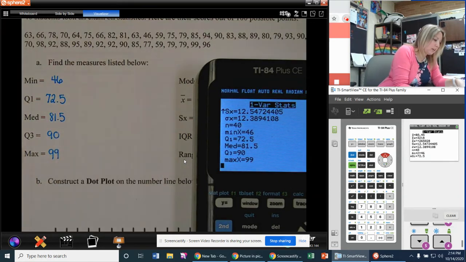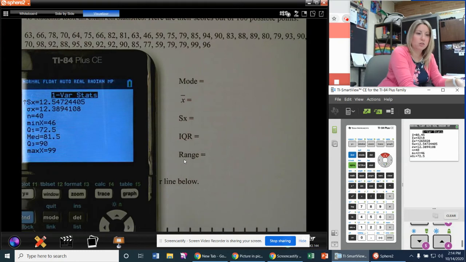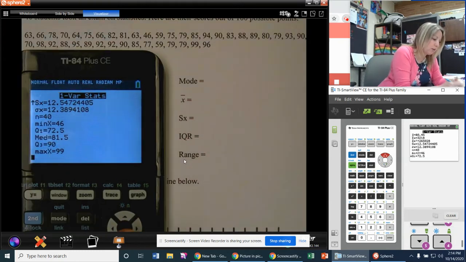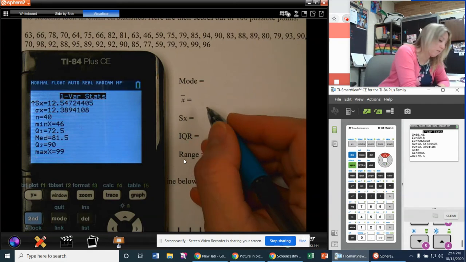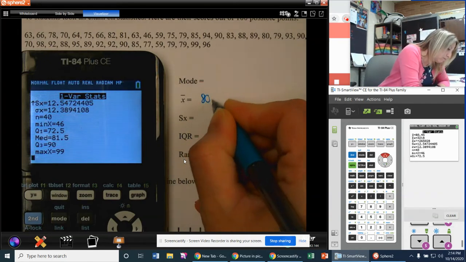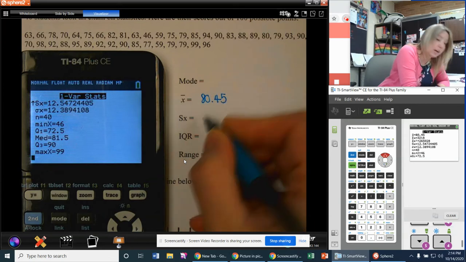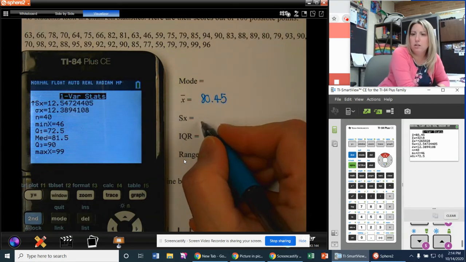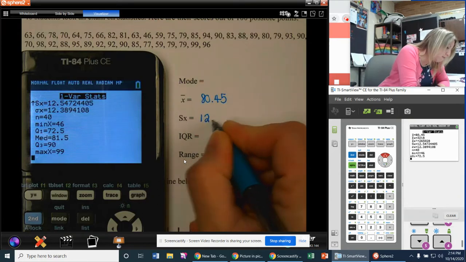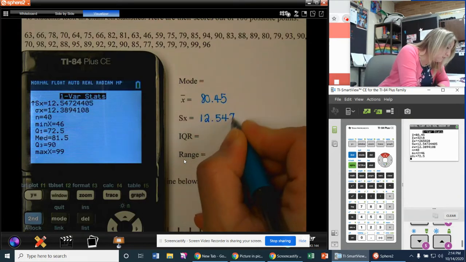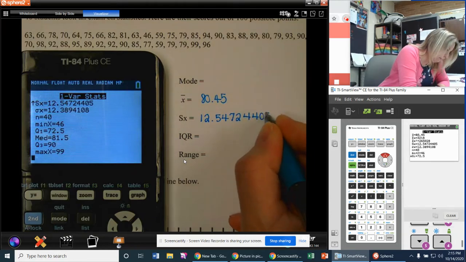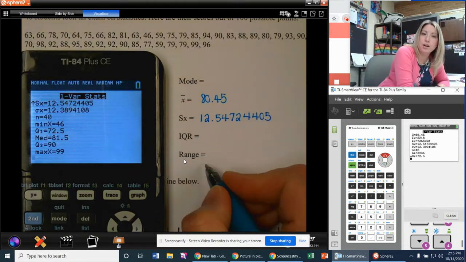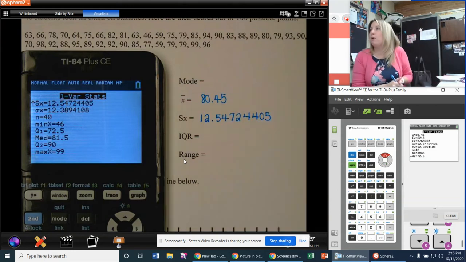So now let's see, probably need the other graphing calculator for this side. Oh, mode, we're going to have to count that ourselves. The other graphing calculator, the X bar, the mean is 80.45. The Sx, the standard deviation, is 12.547. Okay, let me just start writing 12.54724405. IQR, range, mode. Okay, those are things that didn't pop out on my graphing calculator.